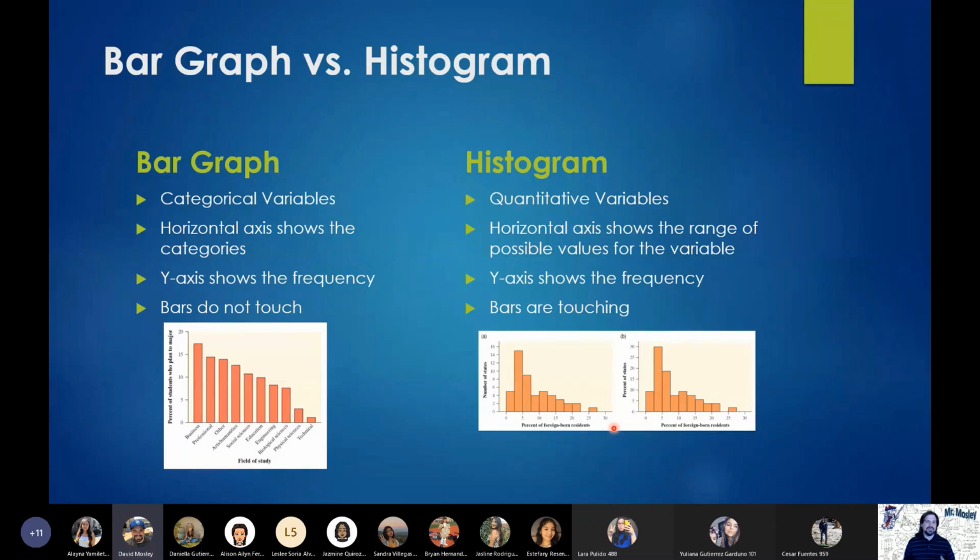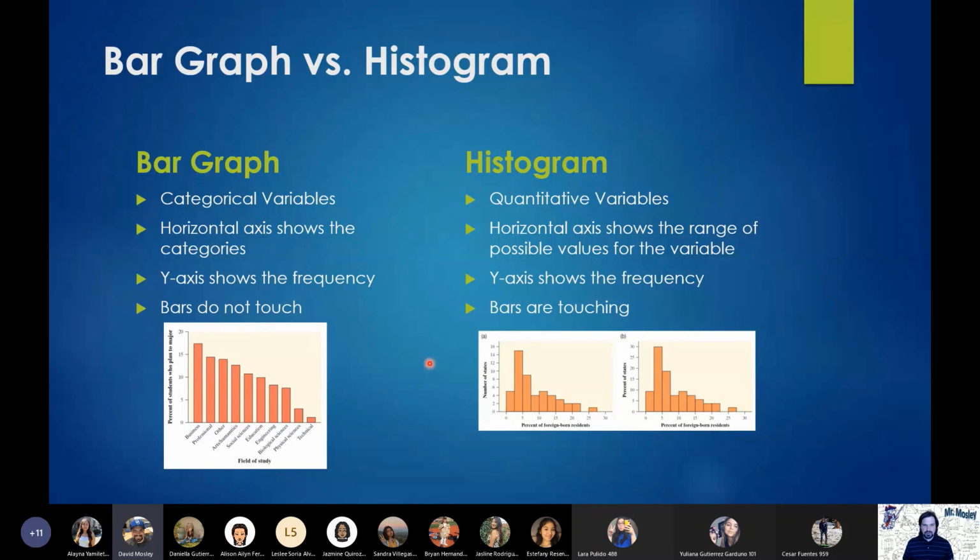I don't skip numbers. There's no space in between. On a bar graph, there's space. I provide space between each bar because they are separate things. The y-axis shows the frequency, and that's the same between both. The y-axis serves to show the height of the bars. In a bar graph, it's typical for the bars not to touch. And in a histogram, the bars should be touching. They should not have space in between.